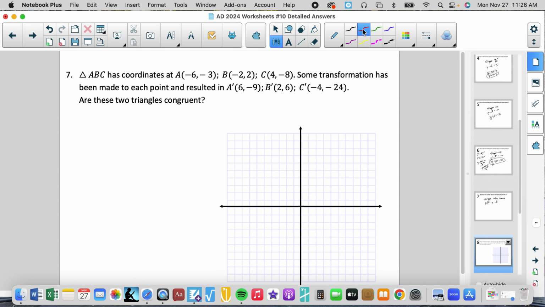So let's draw those first points. Negative 6, 3 would be A. B is negative 2, 2. That's going to be B. And C is 4, negative 8. Let's connect them.